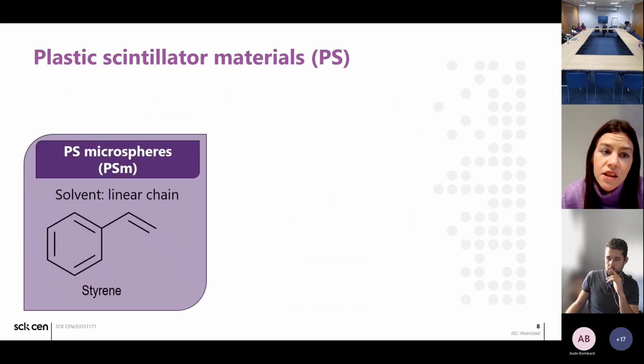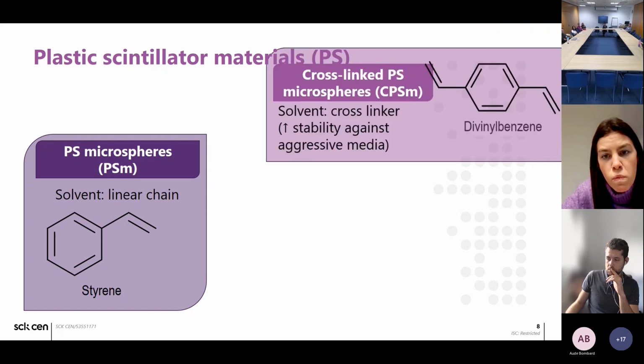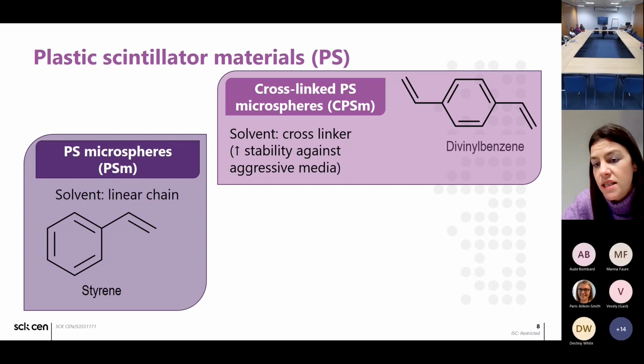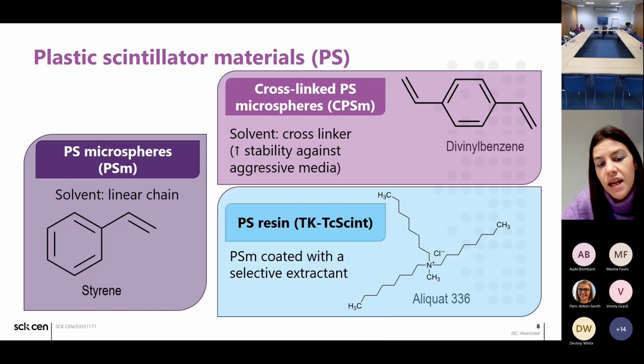So in our project, we tested 3 different types of plastic scintillator materials. The first ones are the plastic scintillating microspheres, or PSM, where the solvent has a linear chain like styrene. Then we also tested cross-linked plastic scintillating microspheres, or CPSM, where the solvent is a cross-linker, which will increase the stability of the microspheres against aggressive media such as sulfuric acid. And then lastly, we also tested a PR resin.